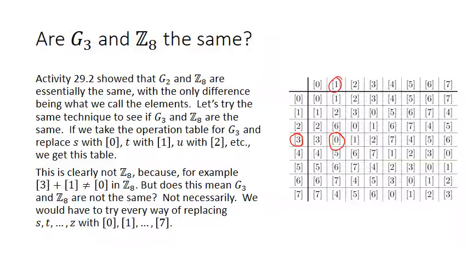Well, no, because we only tried one way of replacing the elements. So there's a lot of different ways that we could replace them. Actually, there's 8 factorial different ways that we could do it, which is way too many to try, unless you have a computer. Even with a computer, it might take a while. So let's think about trying to do this a little more strategically.